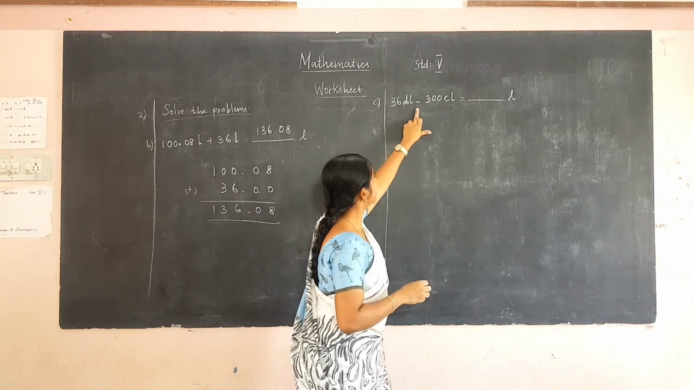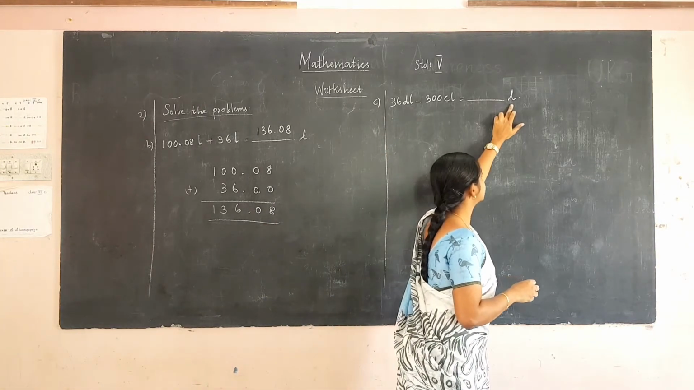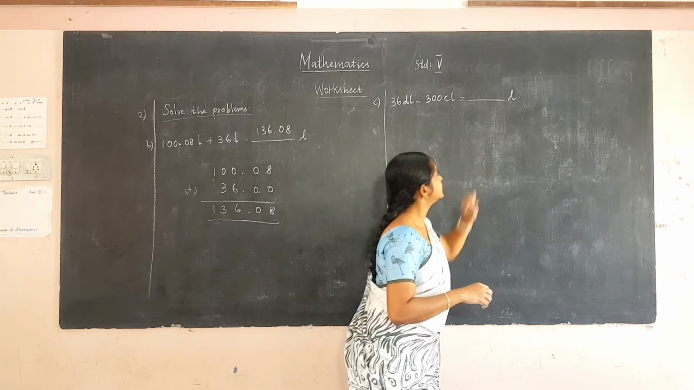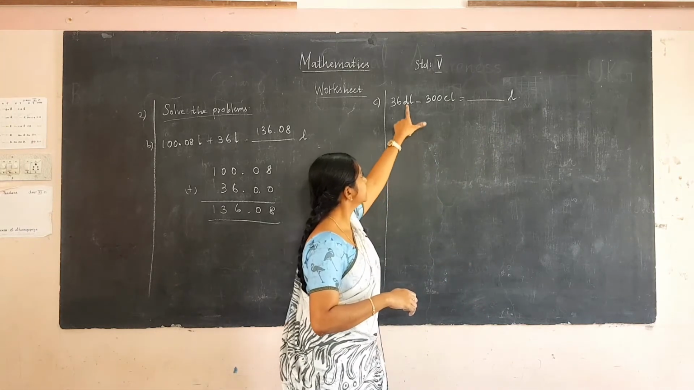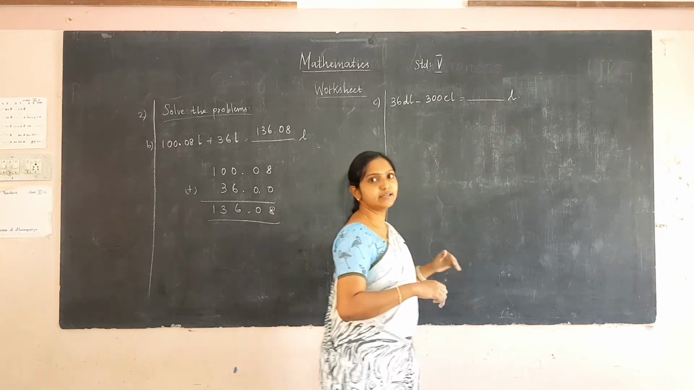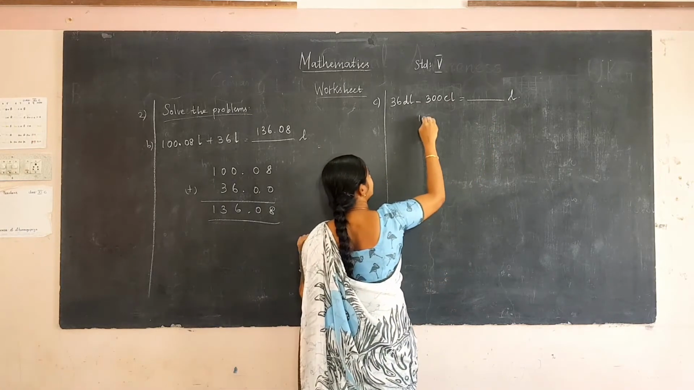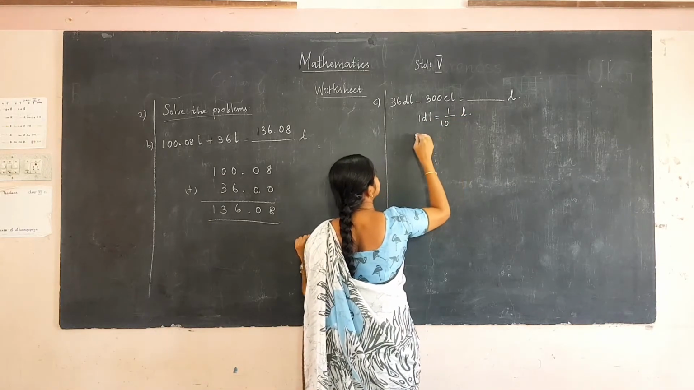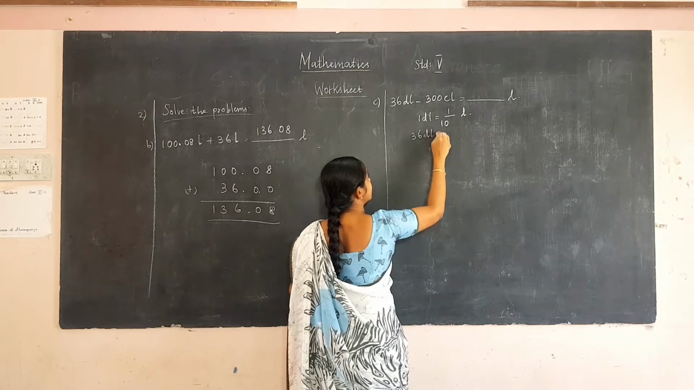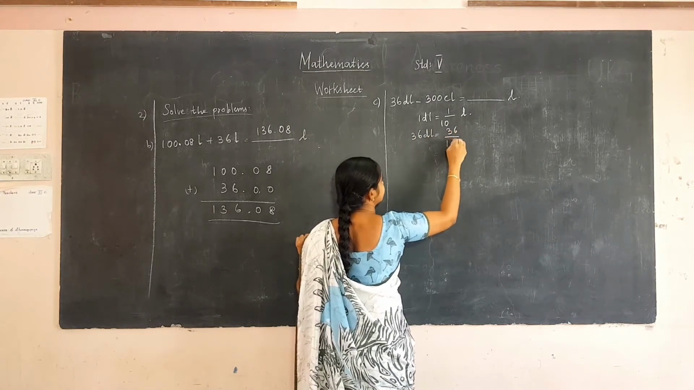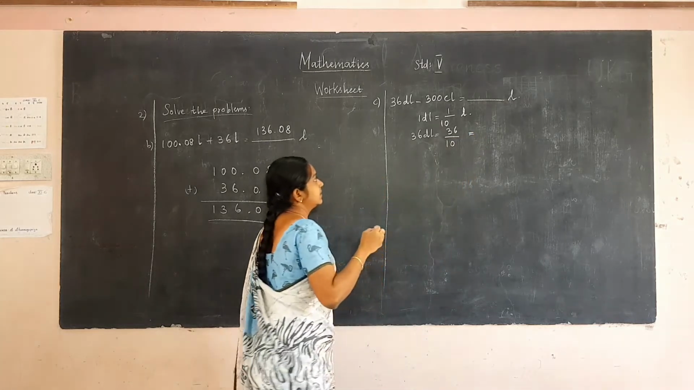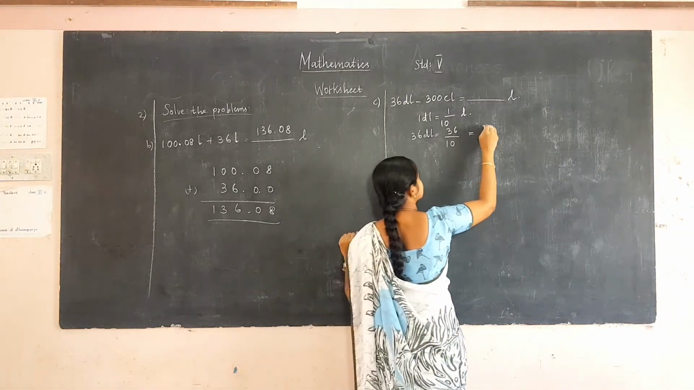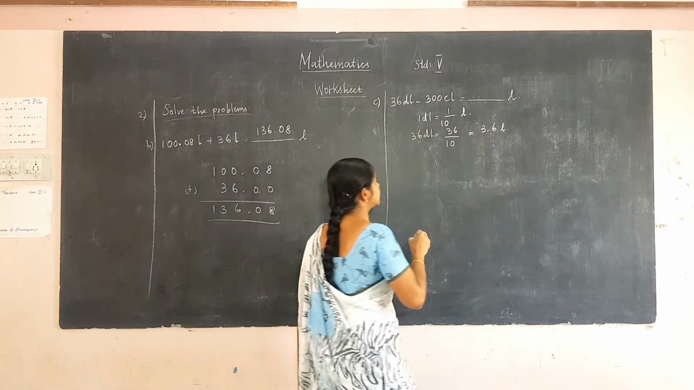Next, 36 deciliter minus 300 centiliter equal to dash liter. Here the units given are deciliter, centiliter, liter. So first let us convert deciliter and centiliter to liter and then we can subtract. 1 deciliter equal to 1 divided by 10 liter. Then for 36 deciliter we have to divide 36 by 10. In the denominator we are having 1 zero. So we have to keep the decimal point before 1 place. So it is 3.6 liter.